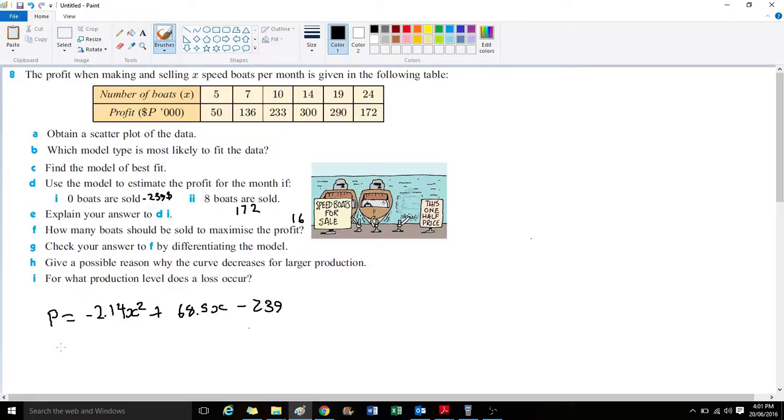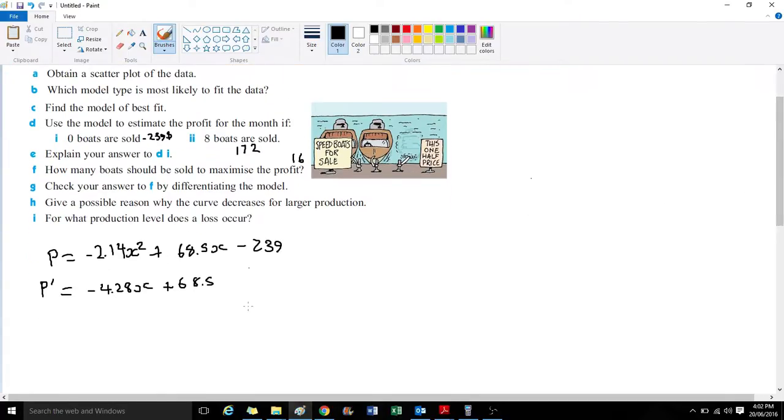So if we've got P is equal to this, then P dash, okay, is going to be, we're just finding the derivative of this. So we're going to have minus 4.28 x plus 68.5. So we've differentiated the model, and remember, the maximum point occurs when the derivative is equal to 0. So let's make this equal to 0 and solve for x. So we're going to have minus 4.28 x equals minus 68.5. We just divide both sides by minus 4.28.